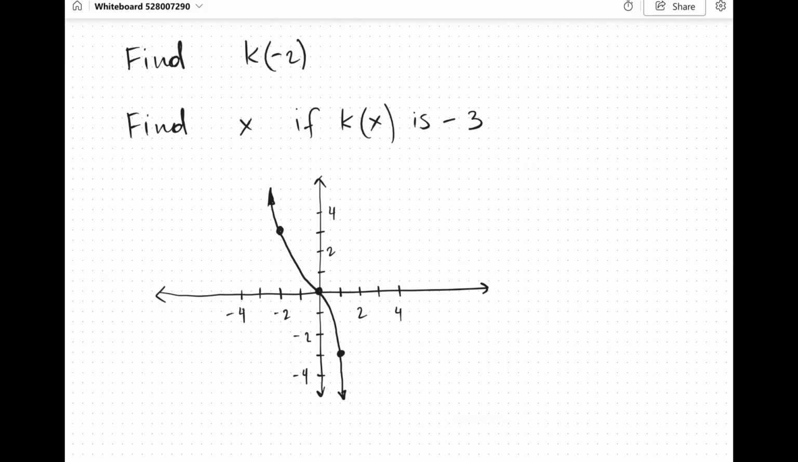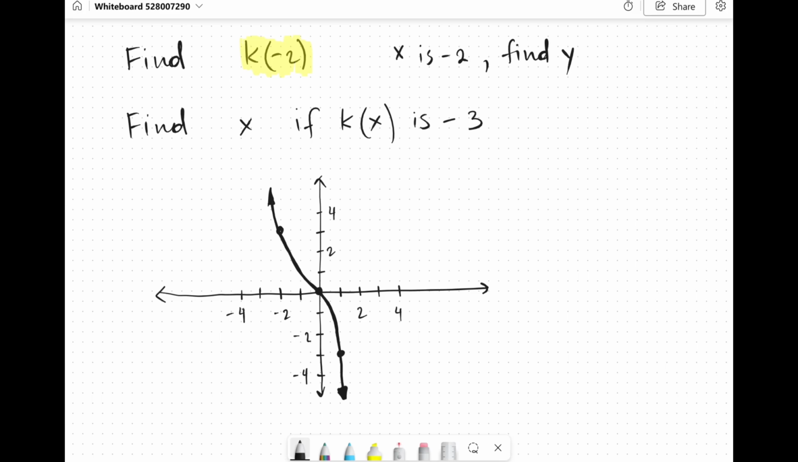Here's a picture of a function. This right here is your graph of a function. And the question is asking you to find two things. The first thing that it asks you to find is k of negative 2. Keep in mind that what this means is your x is negative 2, and k of negative 2 is the y when x is negative 2. So find y.